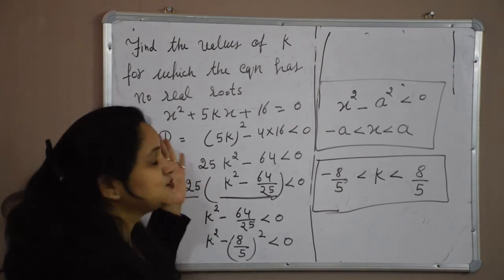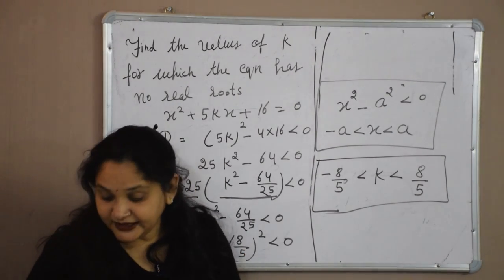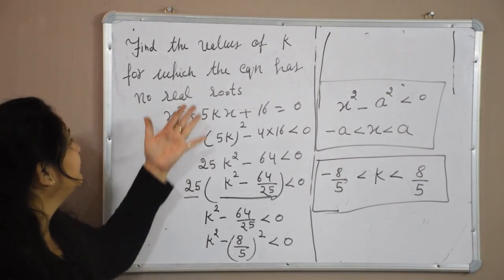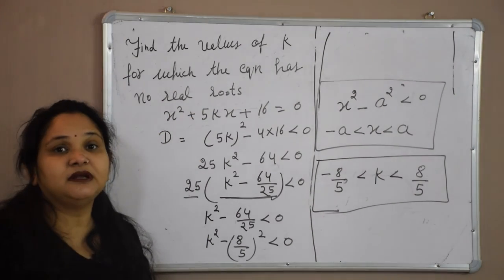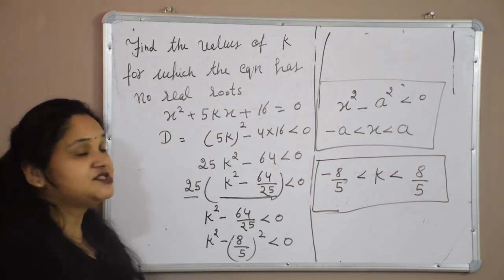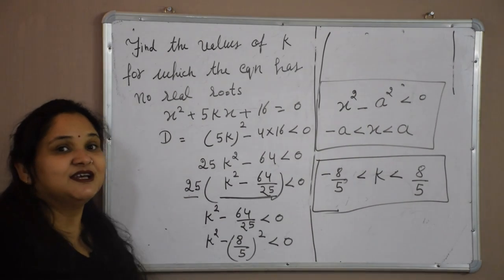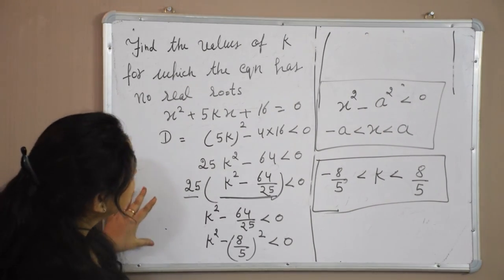I think you understood the concept of how we can find different values of k with different conditions when the roots are equal, real, distinct or imaginary. So this was our today's lecture.